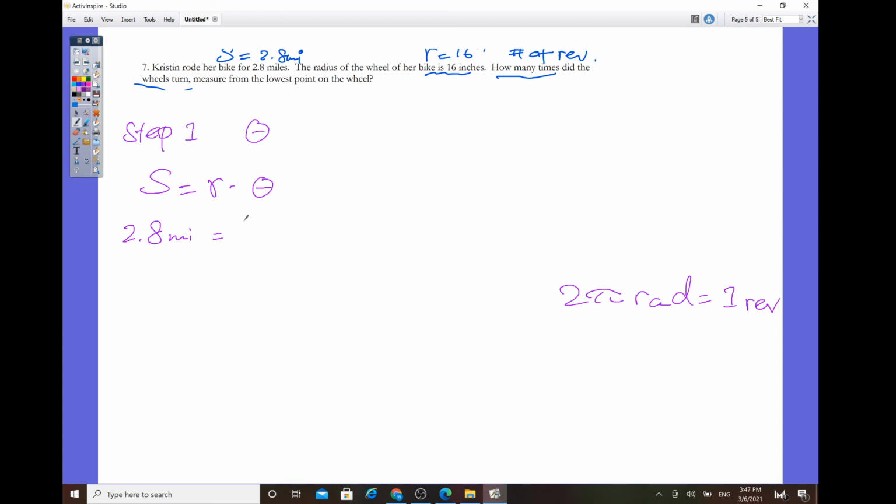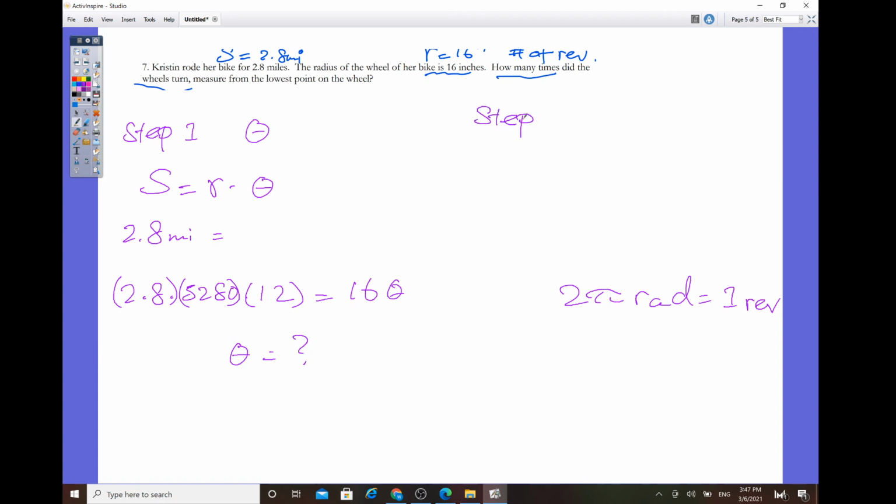Now, we've got to be careful. You probably want to convert the miles to inches first. So 2.8 times 5,280 to convert to feet, and then multiply by 12 to convert that to inches. That's the arc length. And then the radius, we already know that is 16 inches, times theta. From here, solve for theta. So 2.8 times 5,280 times 12 divided by 16. We can do that on the calculator.